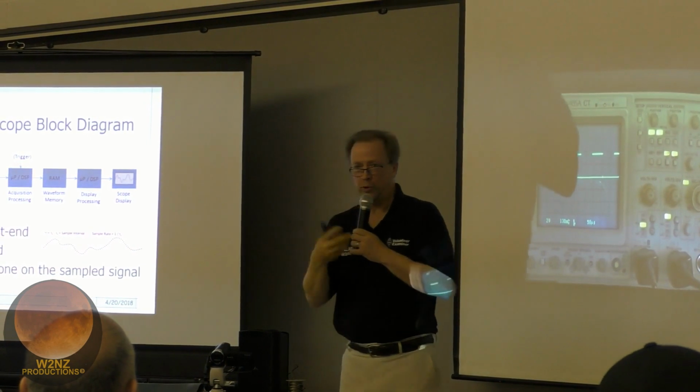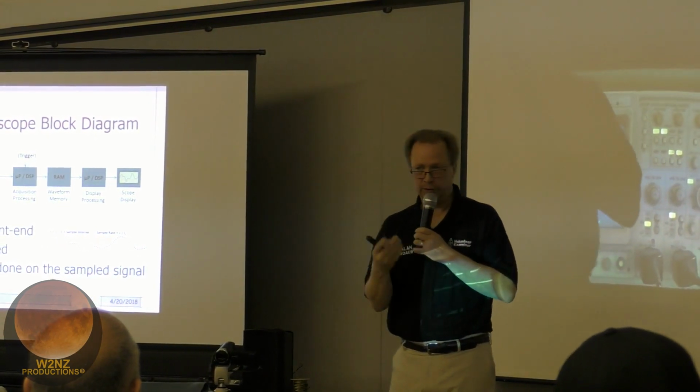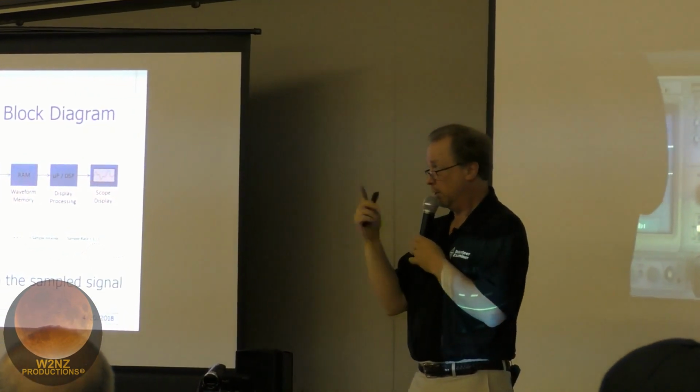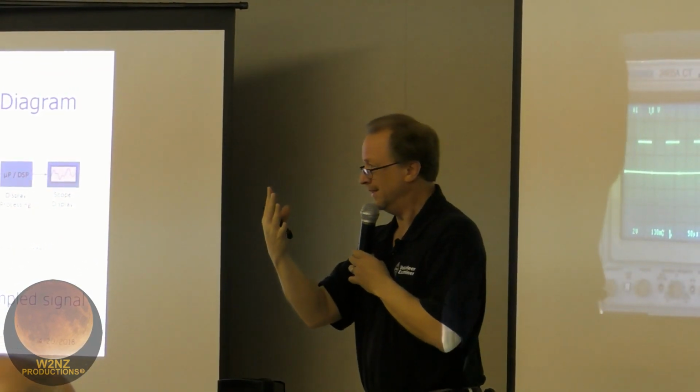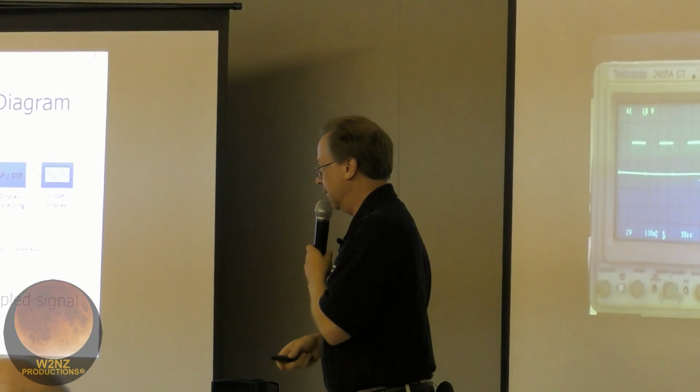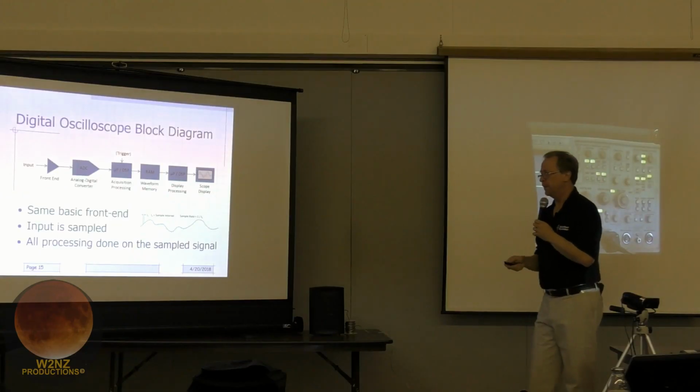But since we're storing all this stuff in a circular buffer, we can say, okay, I'm storing all this data. Oh, and there I triggered, grab some more, and display all that. So that's how you get the pre-trigger information.